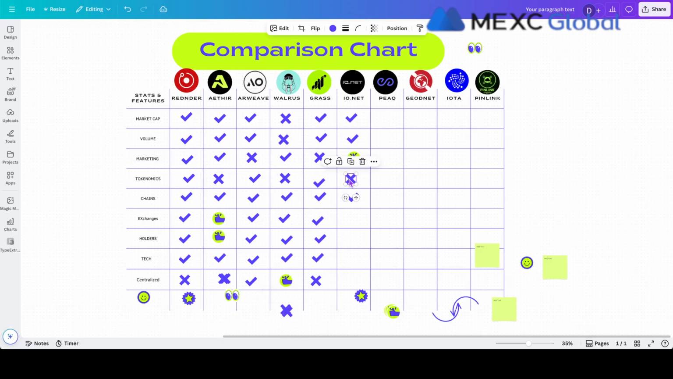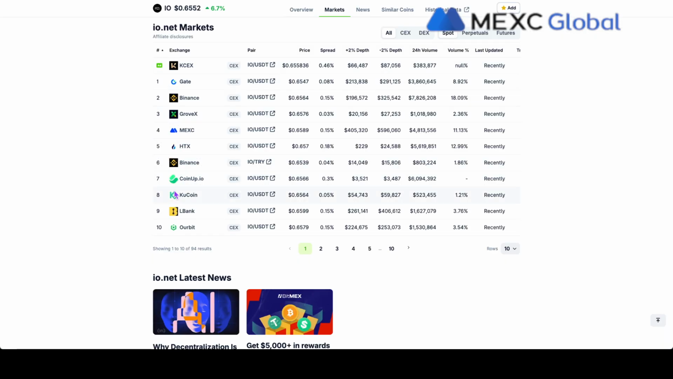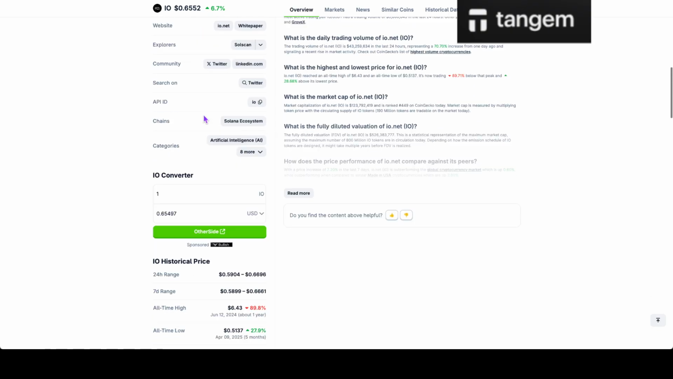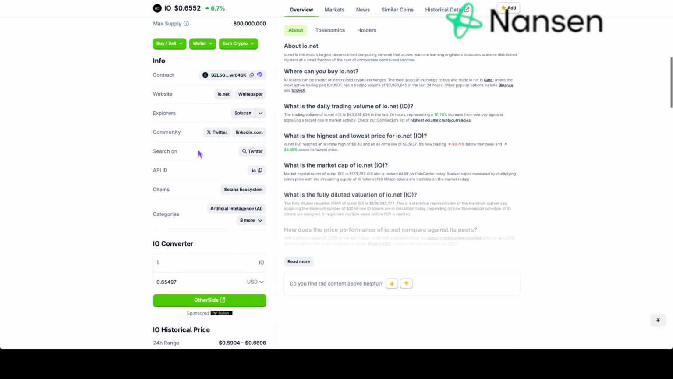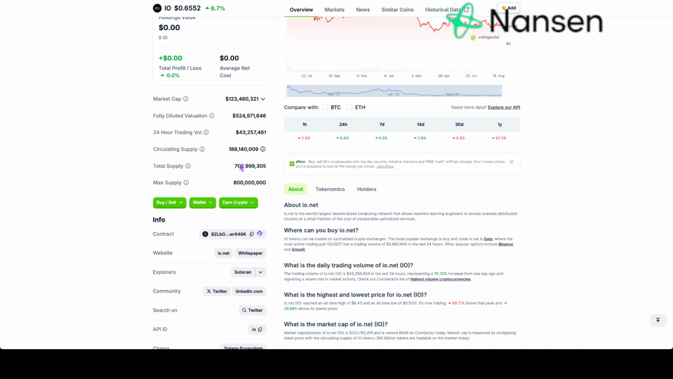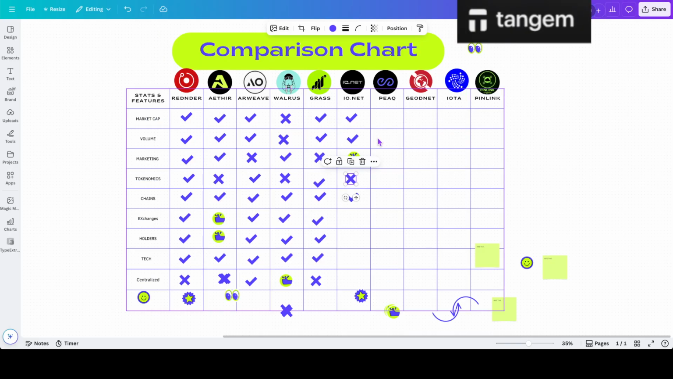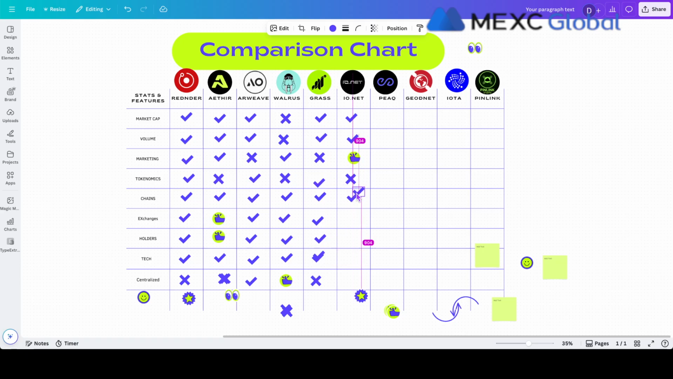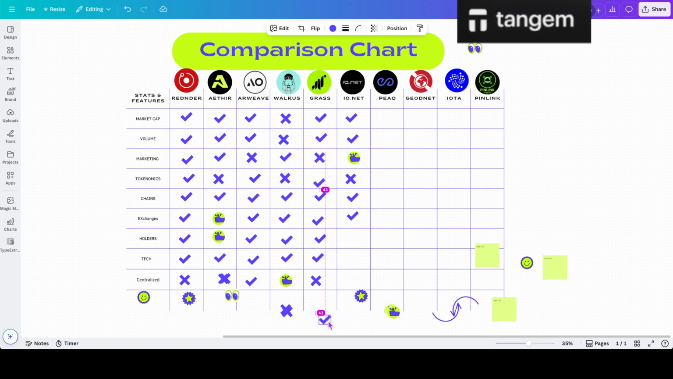So there is circulating compared to what's out there. Let's have a look at the tokenomics again. Yeah, so total supply, circulating supply. So tokenomics are not the greatest, but it is coming up there. So chain and exchanges, they get a big fat tick. They're on some great exchanges. So let's give them exchanges. Holders, 75,000. I would say that could grow.